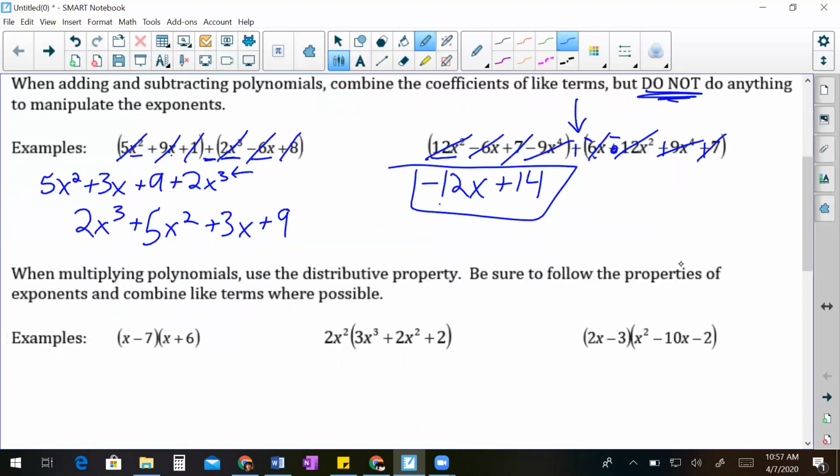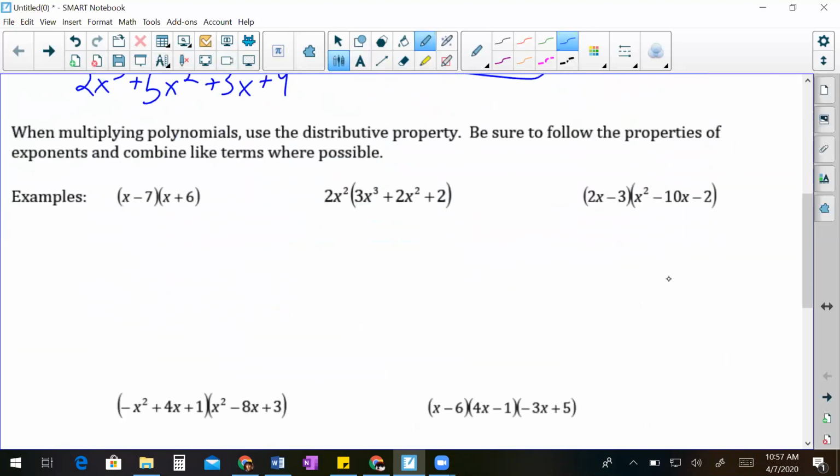All right. Next, when multiplying polynomials, use the distributive property. Be sure to follow the properties of exponents and combine like terms where possible. Okay, you all remember how to do this. So remember, we're looking at the first one. This is a binomial, a two-part polynomial, times a binomial, a two-part polynomial. When we see ones like this, we use FOIL.